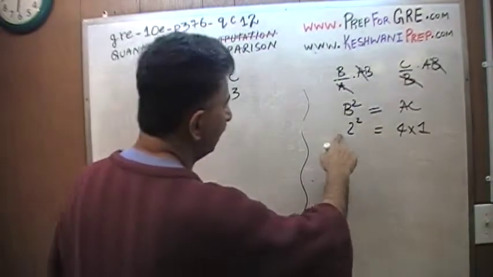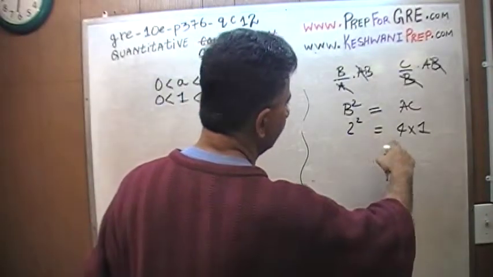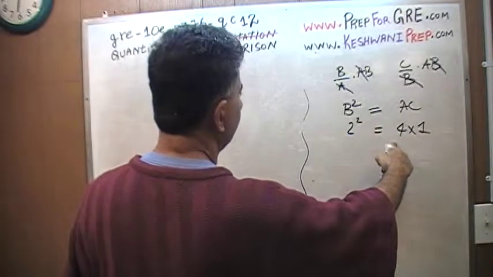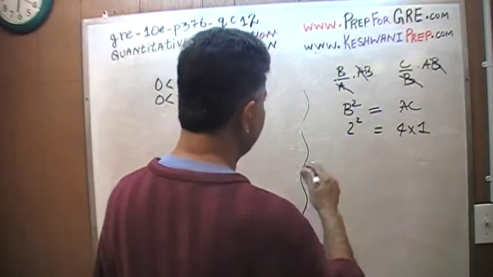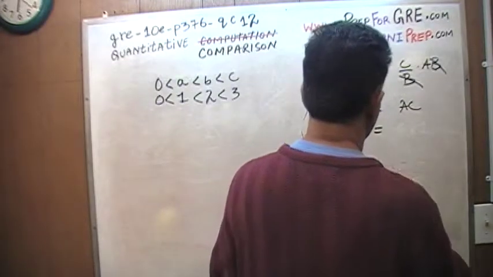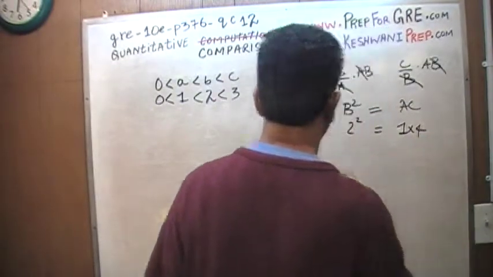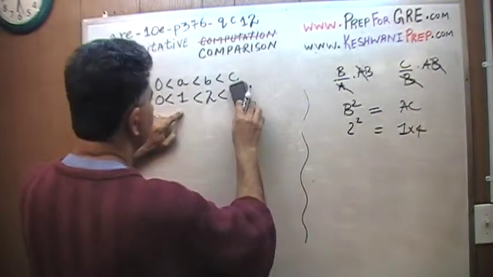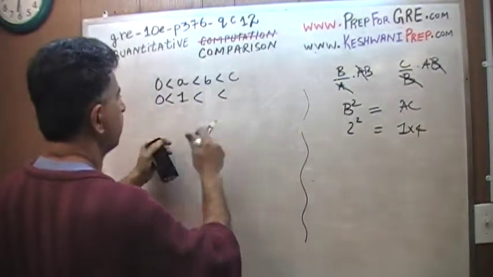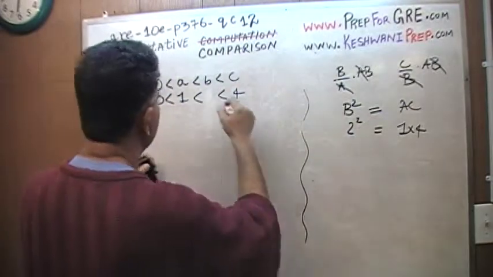So as you can see here, 2 squared equals 4 times 1. So your A cannot be 4, but C can be 4. 1 times 4, voila. So my A is 1, my C is 4, and my B is 2.